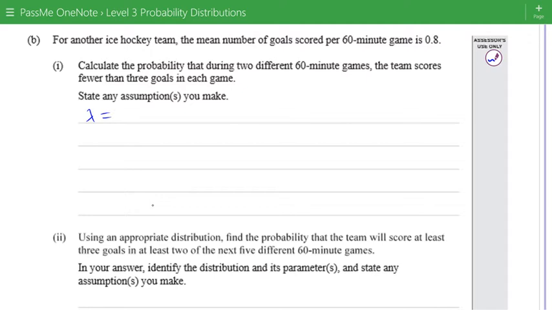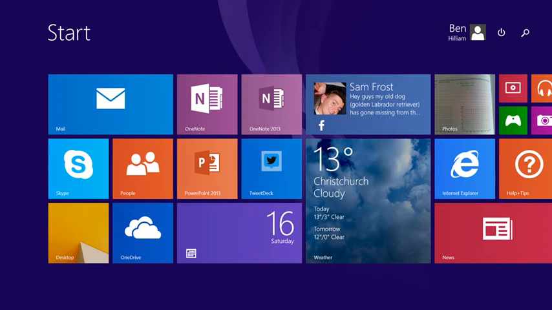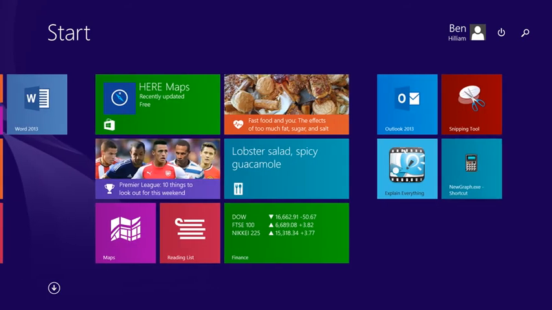So this is still going to be a Poisson problem, and so I've got our rate of 0.8, and so let's look for the probability that they score fewer than 3 goals in one game. So we're just looking at the probability that x is less than or equal to 2. And so we'll use our calculator for this. This is reasonably straightforward for us.